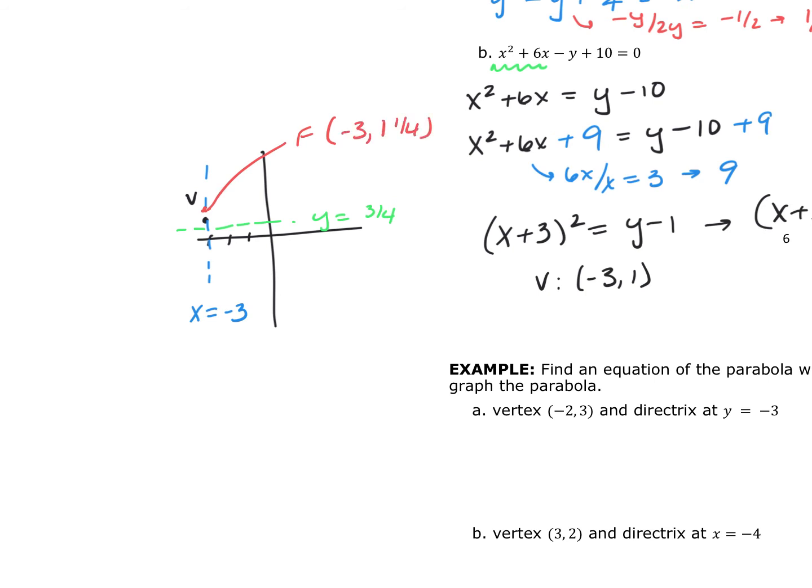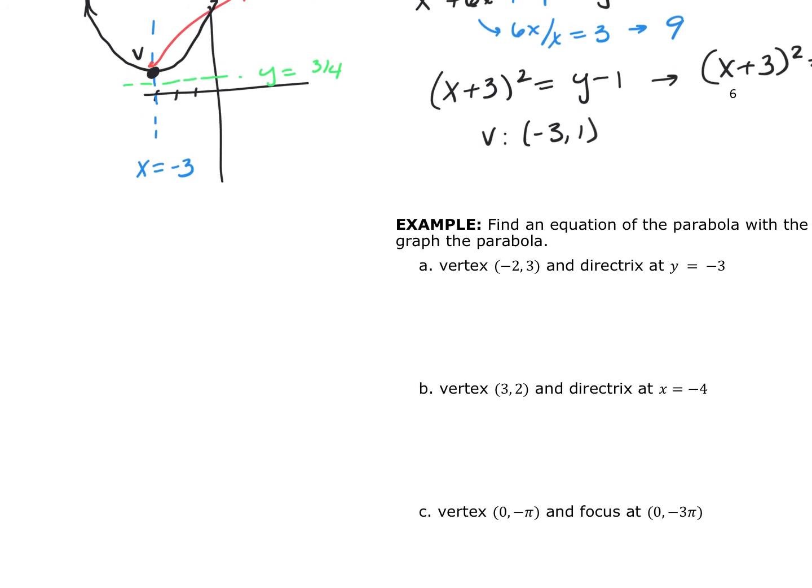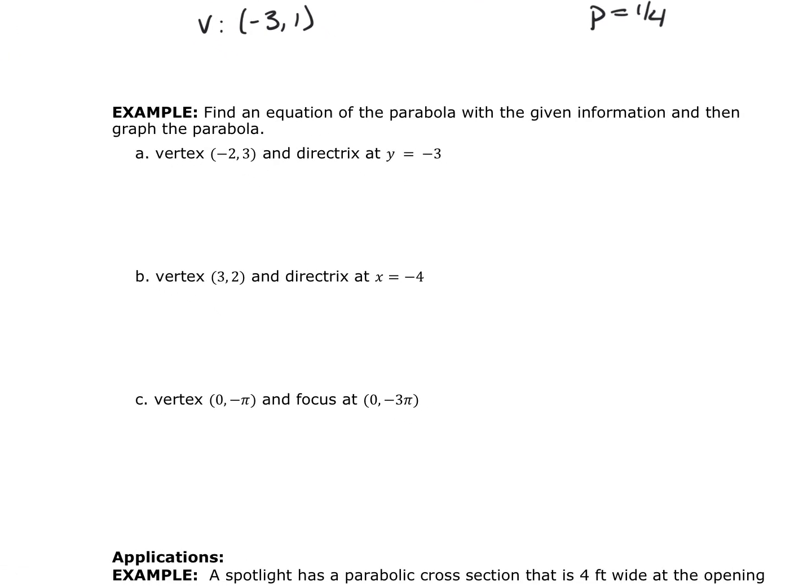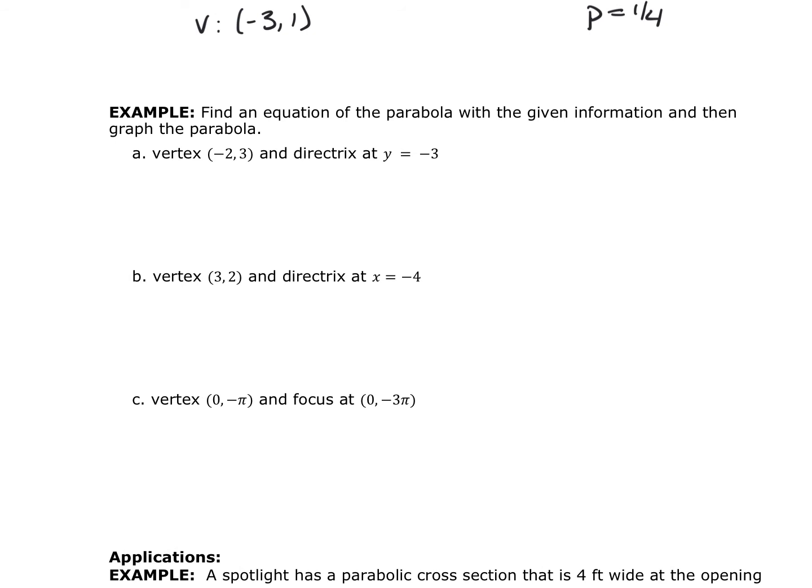And so here is my graph. Of course, you all saw that I touched this. See how I touched that? There it is. Okay. Now, find the equation of a parabola with the given information and then graph it.